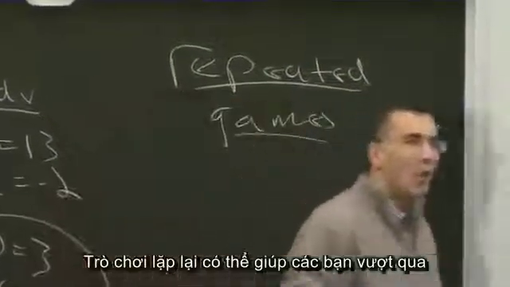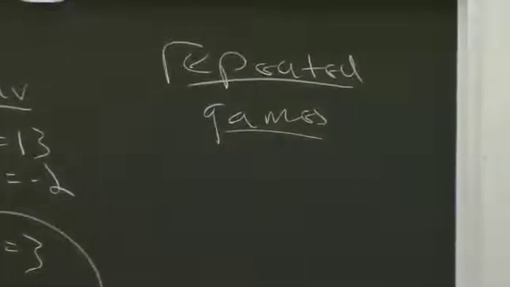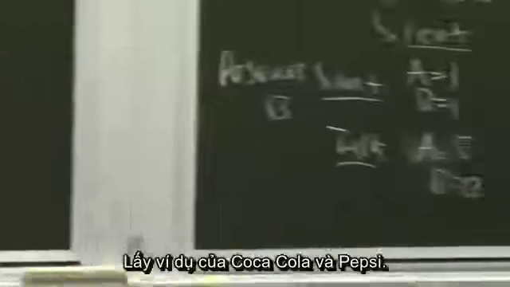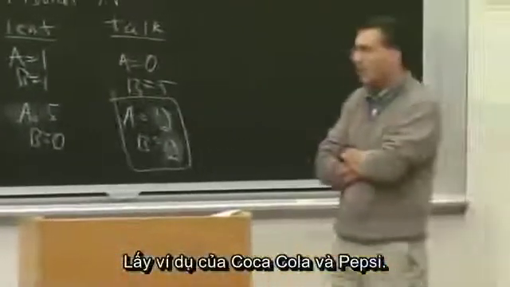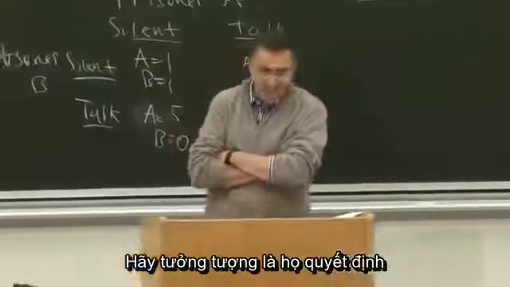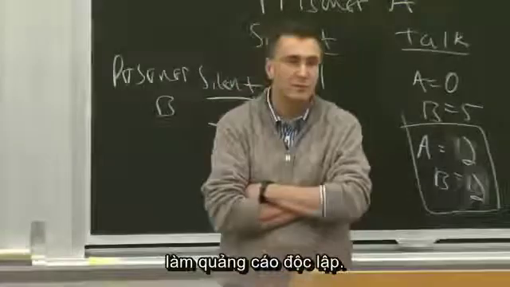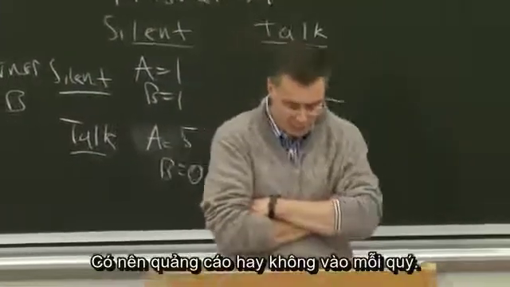Repeated games can help you overcome the prisoner's dilemma. Okay? Now, let's take the Coke and Pepsi example. And let's imagine that they're making the advertising decision every period. Every period they have to make an independent advertising decision. They can advertise and advertise every period.